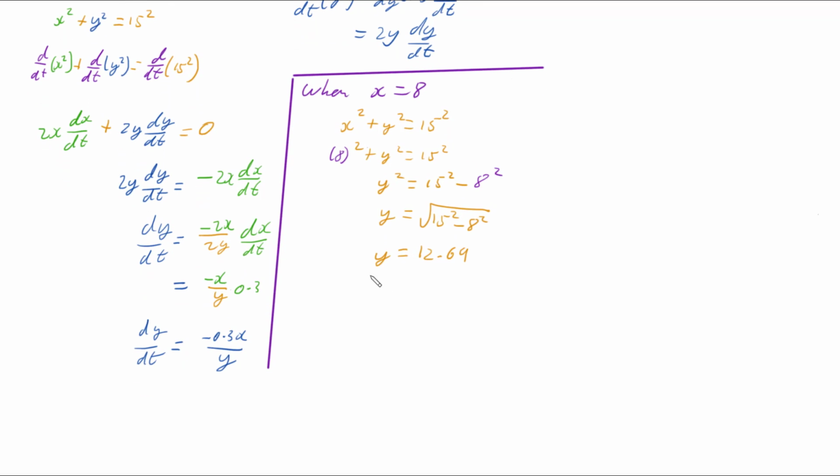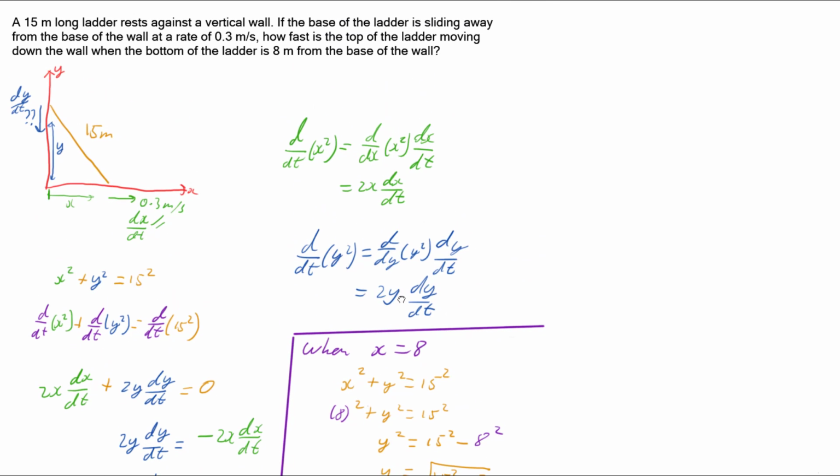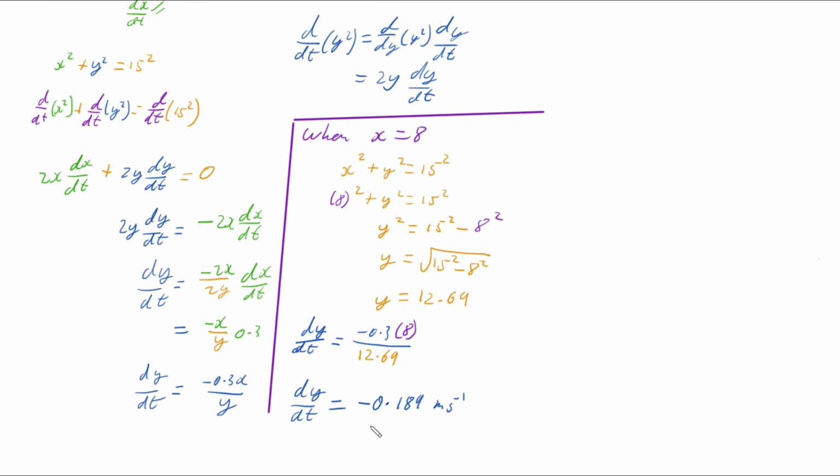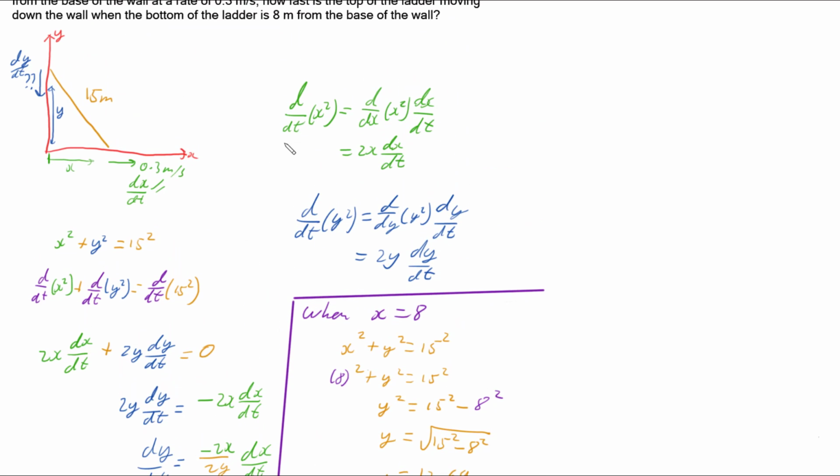And so we can now substitute into our derivative: dy/dt is going to be negative 0.3 times 8 divided by 12.69. So dy/dt is going to be negative 0.189 meters per second. So when the base of the ladder is 8 meters from the base of the wall, the top of the ladder is moving downwards, indicated by a negative 0.189 meters per second. And so we are done.